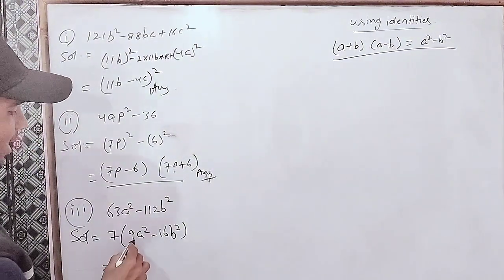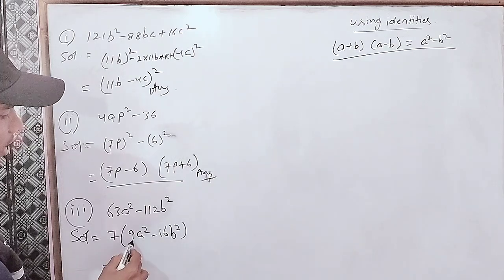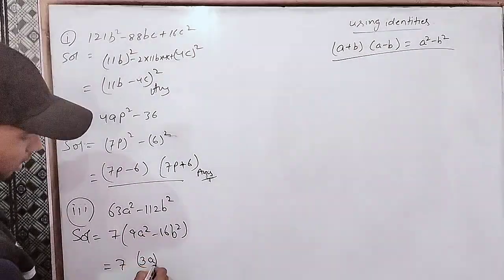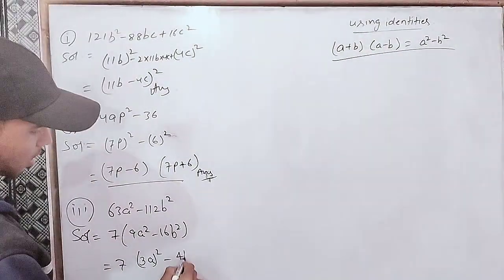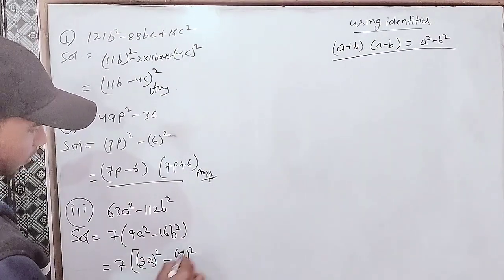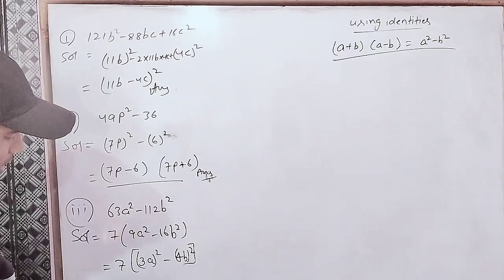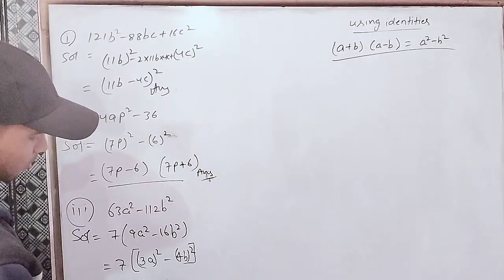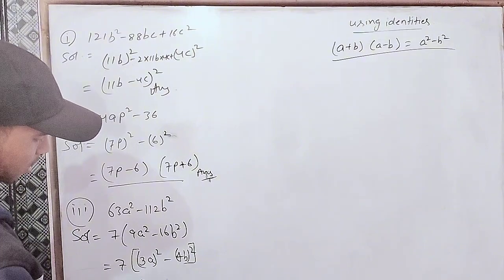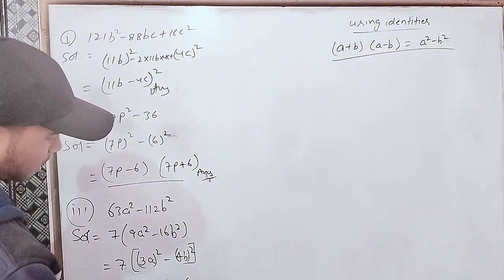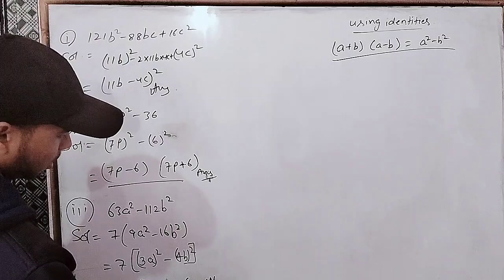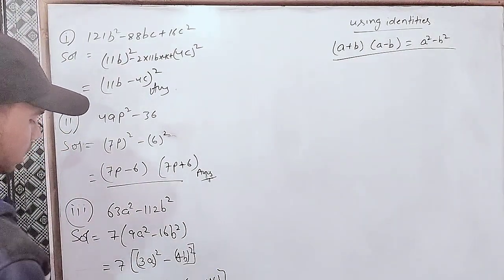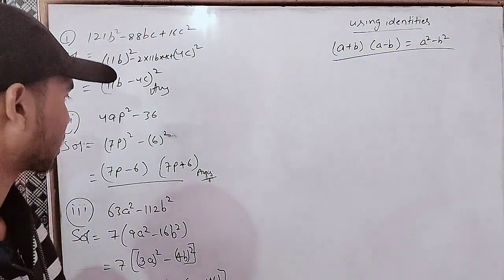Clear? So here 3 3s are 9 and 4 4s are 16. Can we write it like this? Yeah, of course. Then can we write it as 3a minus 4b, then 3a plus 4b? That's it. 7 is extra with the multiplication.